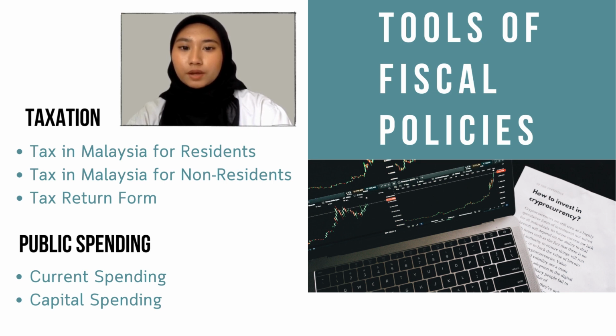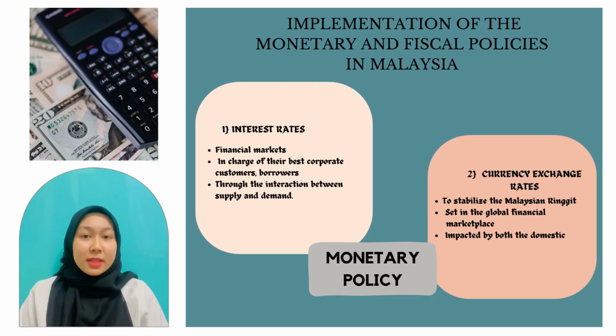Governments allocate funds for both current and capital spending in their budgets, and the balance between these two types of spending can have significant implications for a country's fiscal health and economic development. For example, the federal government's total expenditure for 2023 has been revised upward to RM397.1 billion, equivalent to 21.5% of GDP. Next slide, I will talk about the implementation of monetary policy and fiscal policy.